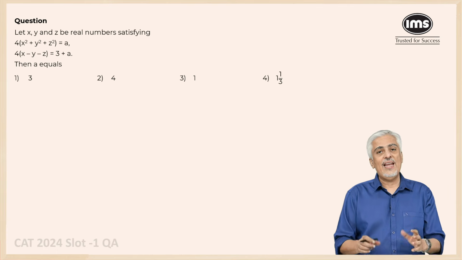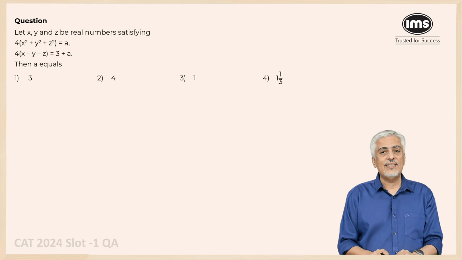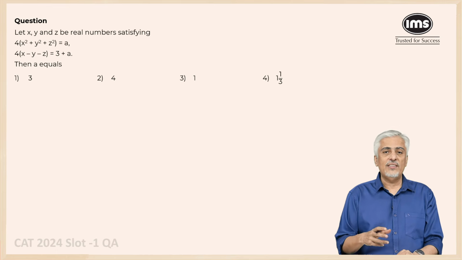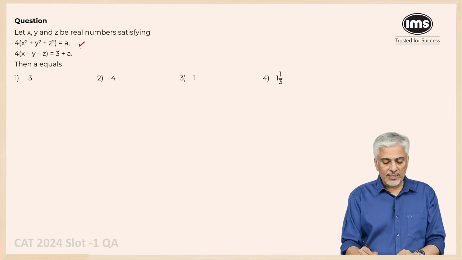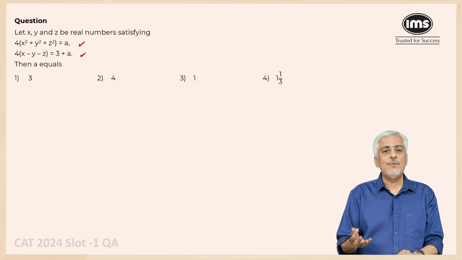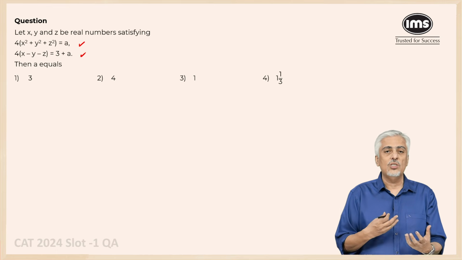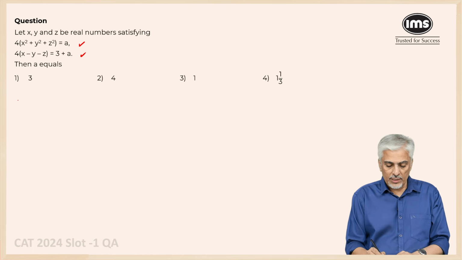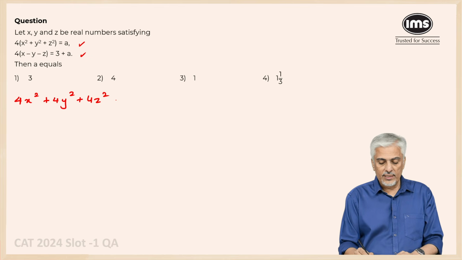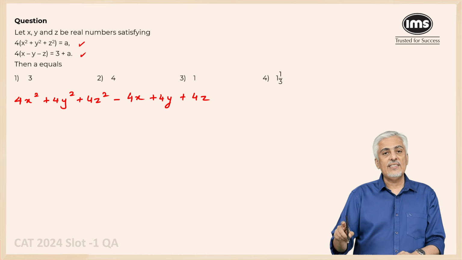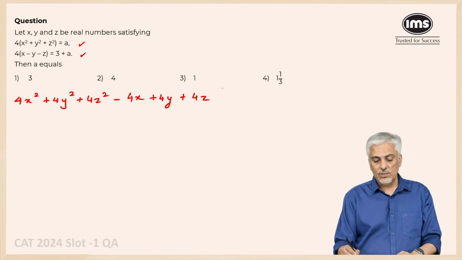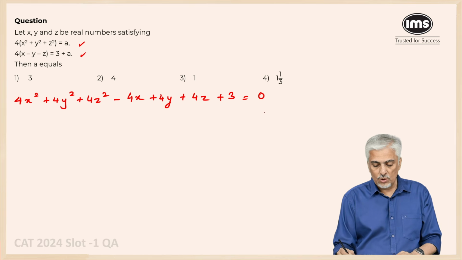Now, to find a, I had to find more or less x, y, z. So how do I figure that out? Let's try. What I did was I subtracted these two equations, which in short was eliminating a, whether you do it by substitution or by subtraction, is more or less the same thing. If you open the bracket and subtract, what will you get? 4x square plus 4y square plus 4z square minus 4x plus 4y plus 4z is equal to minus 3. So can I write it as plus 3 is equal to 0?